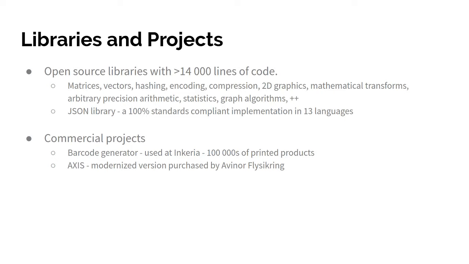Progsbase has already been used for a number of libraries and projects. The open source libraries that also form the standard library of Progsbase now include more than 14,000 lines of code as of recording this video. Now, the library consists of libraries for matrices, vectors, hashing, encoding, compression, 2D graphics, mathematical transformations, arbitrary precision arithmetic, statistics, graph algorithms, and more. A major example is the JSON library, a 100% standards compliant implementation of JSON, which is available in 13 different languages.